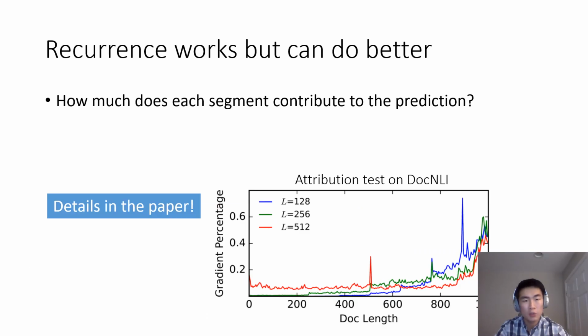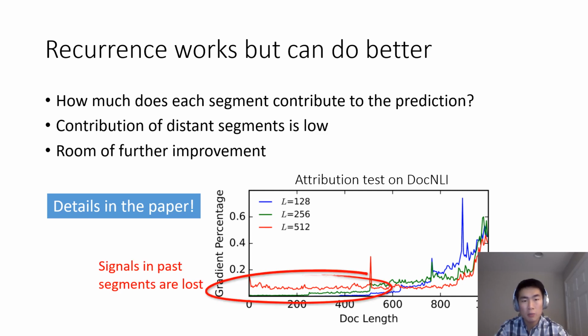However, it is yet to answer how much each segment contributes to the final prediction. To answer this question, we perform attribution tests on the documents. We leave the details in the paper and only show the results here. Please note that the prediction is made on the last token.